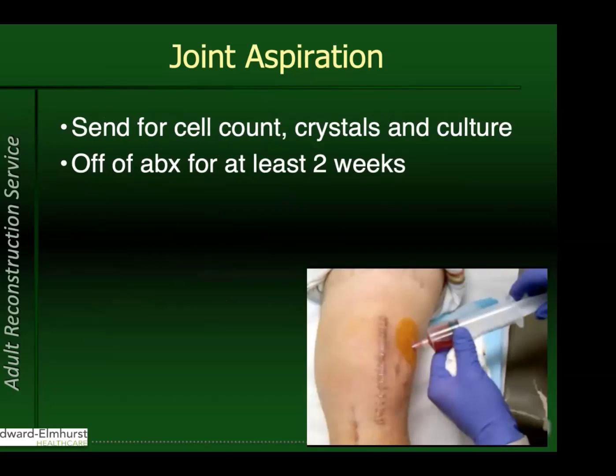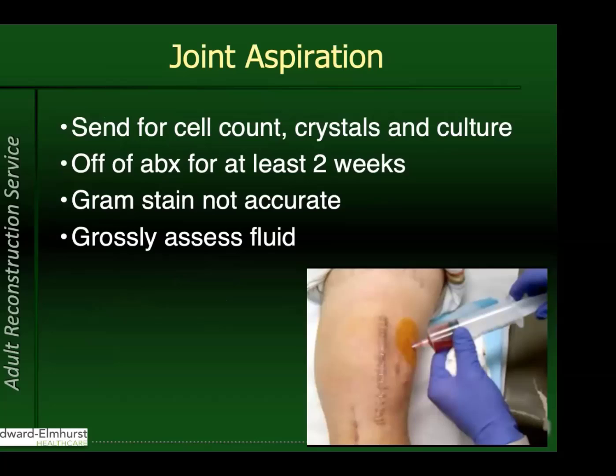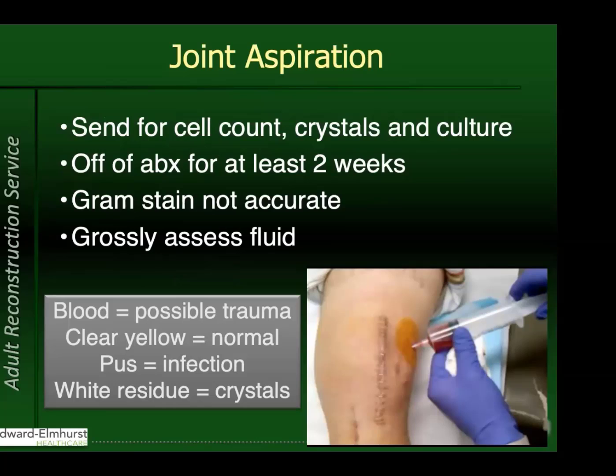We send for cell count, crystals, and culture. We want them off antibiotics for at least 2 weeks. We don't send the fluid for a gram stain. We do grossly assess the fluid, but that's not a great indication. If there's blood, it could be possible trauma or trauma of the needle stick. Clear yellow fluid is typically normal. Pus is infection. And then if there's a white residue, oftentimes that's crystal related.